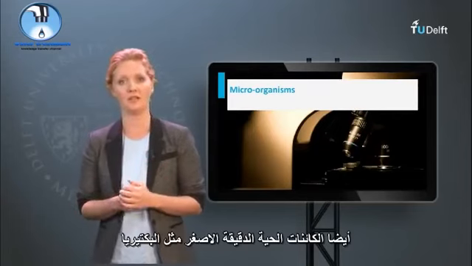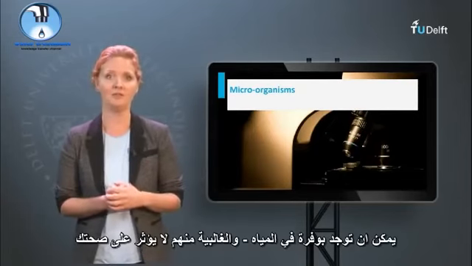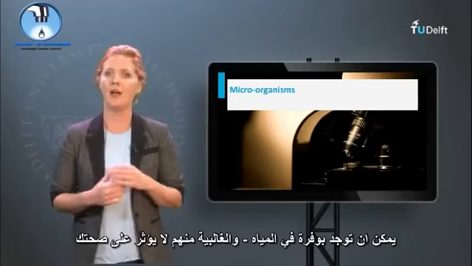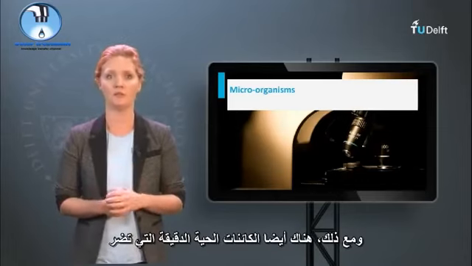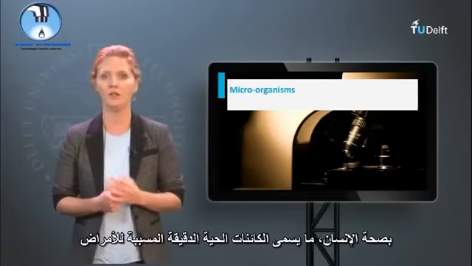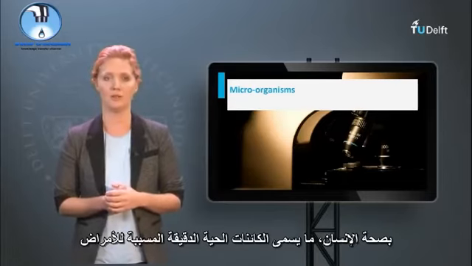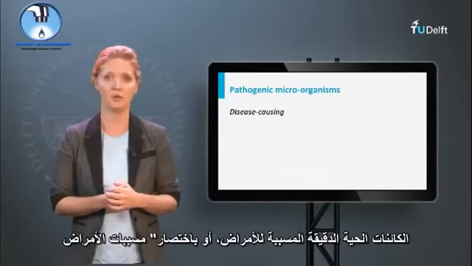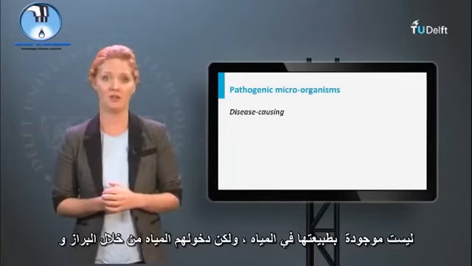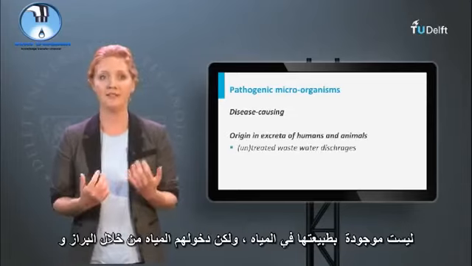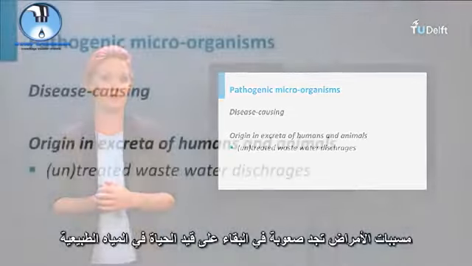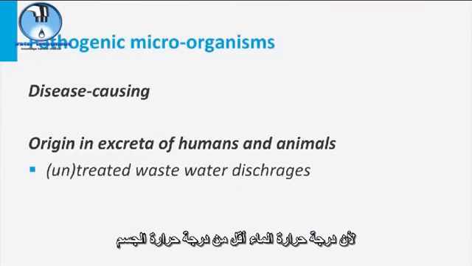Also, smaller microorganisms such as bacteria can be abundantly found in water, and the majority of them does not affect your health. However, there are also microorganisms that are harmful to human health, the so-called pathogenic microorganisms. Pathogenic microorganisms, or pathogens in short, are not present in water by nature, but they enter the water through feces and urine from humans and animals. Pathogens have difficulty to survive in natural water because the temperature of water is lower than body temperature.